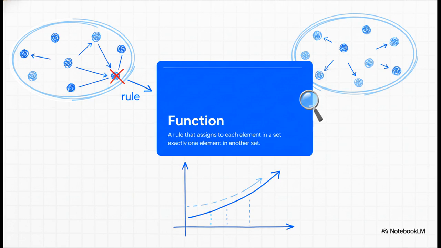At its core, a function is simply a rule. It links every element in one set of numbers, which we call the domain, to exactly one element in another set, which we call the range. Think of the domain as your starting point and the range as your destination. But here is the absolute golden rule: exactly one element. One starting point simply cannot lead to two different destinations. That strictness, that's exactly what makes it so reliable.